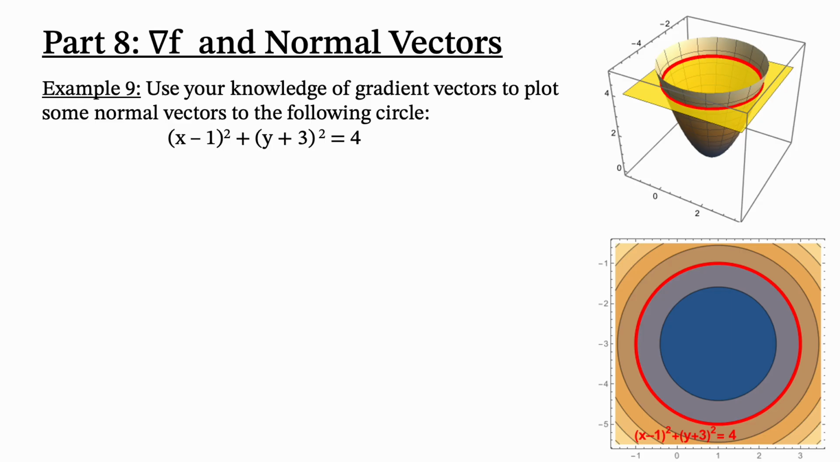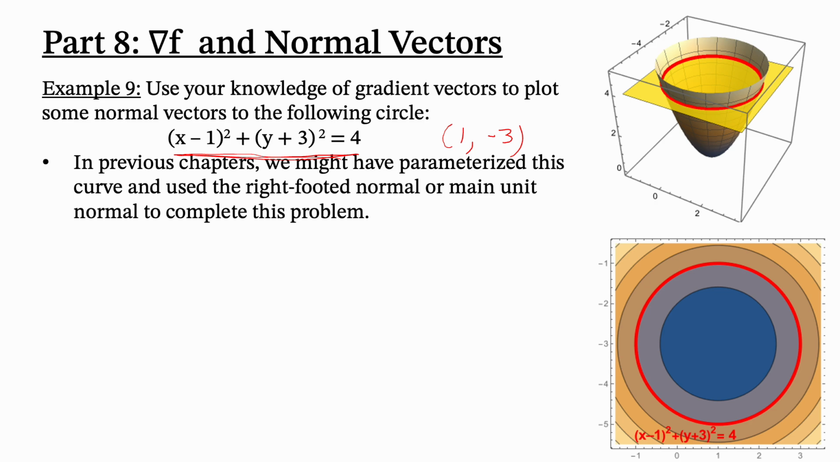All right, so in this example, it says, use your knowledge of gradient vectors to plot some normal vectors to the following circle. So I have a circle here. It's very standard. I could have given you this circle in Algebra 2. That's a circle of radius 2 centered at the point (1, -3). And it says, use gradient vectors to plot normal vectors to that circle.